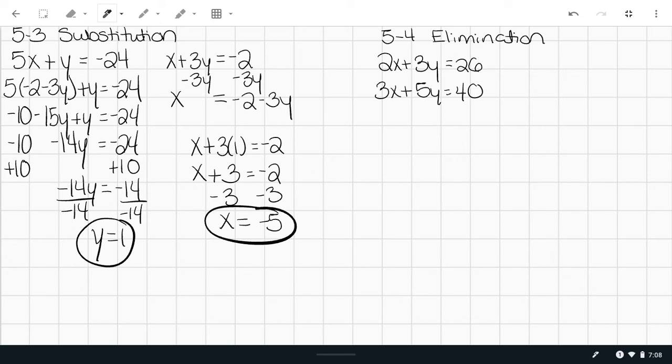Because we have an x and y, we can write it as an ordered pair. X goes first, y goes second, and we are done. We have solved our problem.